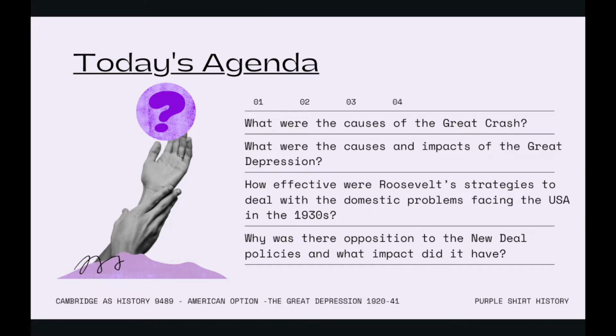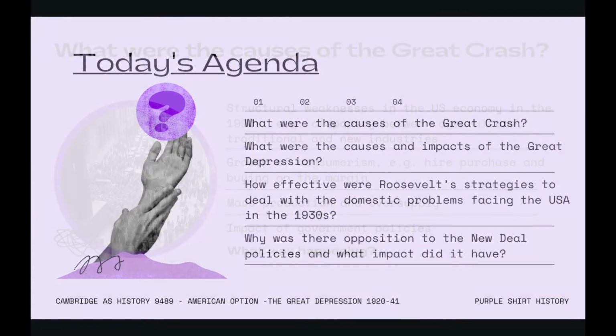Why was there opposition to the New Deal policies and what impact did it have? As just mentioned, this is a huge cultural and political change in America. Normally, they think, oh, the market will just sort things out. But FDR said, no, people are suffering. The Democrats wanted to be much more interventionist and create new programs, new agencies, and get people back to work through the public sector, not the private sector. Public is government jobs, and private is for individual companies.